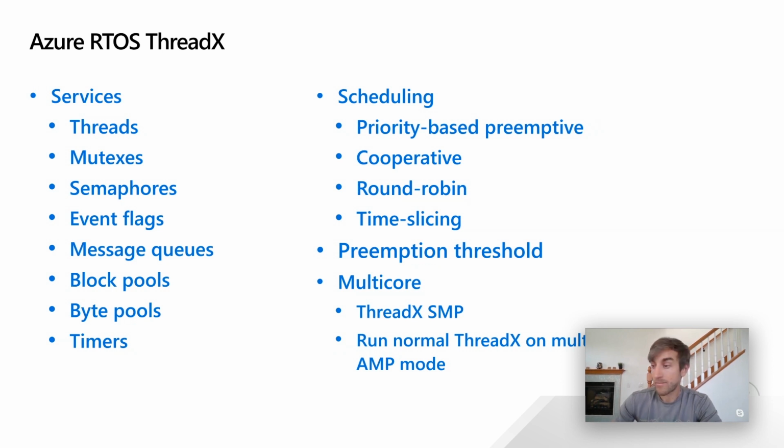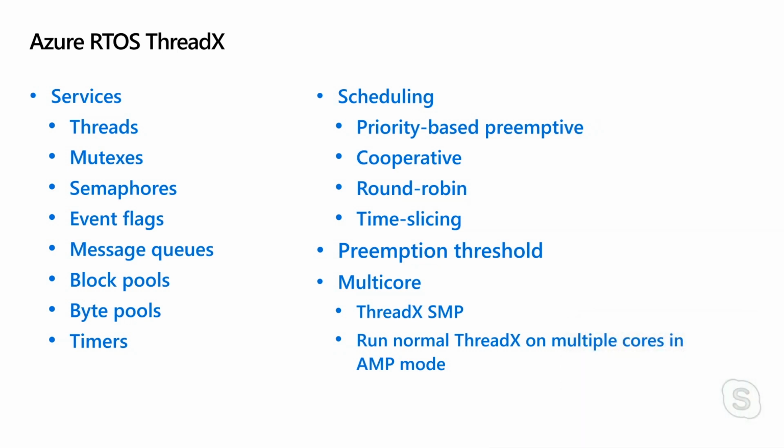these things. And then ThreadX also supports multi-core processors. So we have ThreadX SMP, which is symmetric multiprocessing. You'd run that on homogeneous cores like a dual-core Cortex A9 or a quad-core Cortex A53. And you can also just run normal ThreadX and your normal application on multiple cores. So that would be AMP mode, asymmetric multiprocessing.